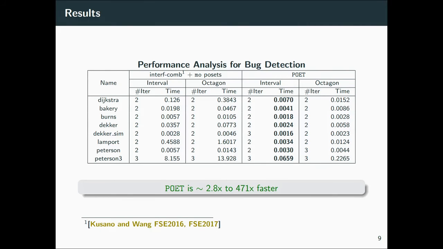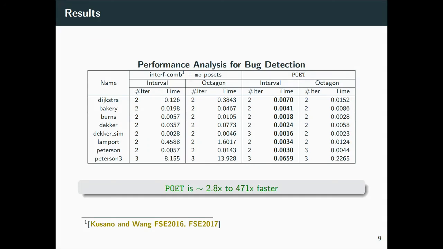We have implemented an interference combination based technique that was proposed in Cosano and Wang's 2016 and 17 works along with our partial order domain for array. This was done to compare the two techniques for the same memory model while using the same abstract domain. The comparison of results over poet with this technique are shown here.